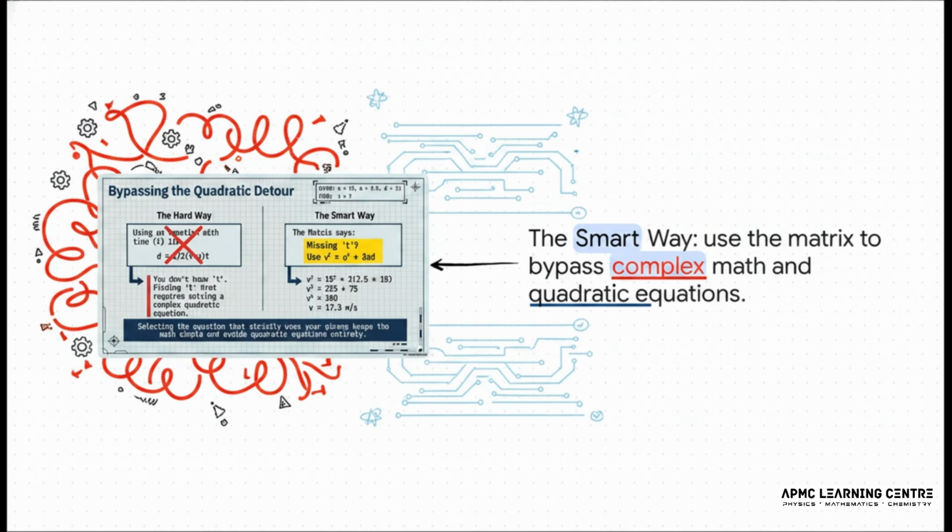You see, without the matrix, you might accidentally pick a formula that forces you to solve a messy quadratic equation. But if you consult the matrix first, you can find the smart way, the one equation that just bypasses all that nasty algebra and takes you straight to the answer.